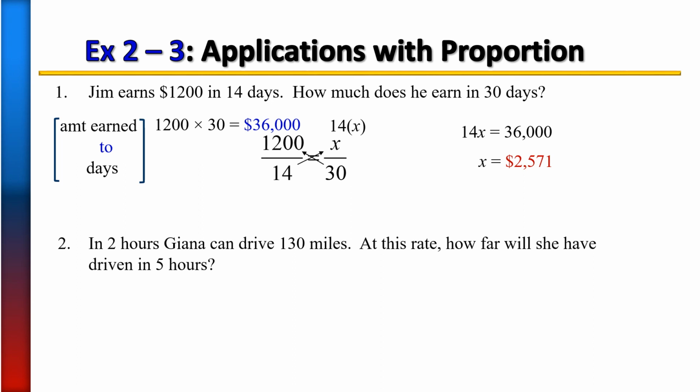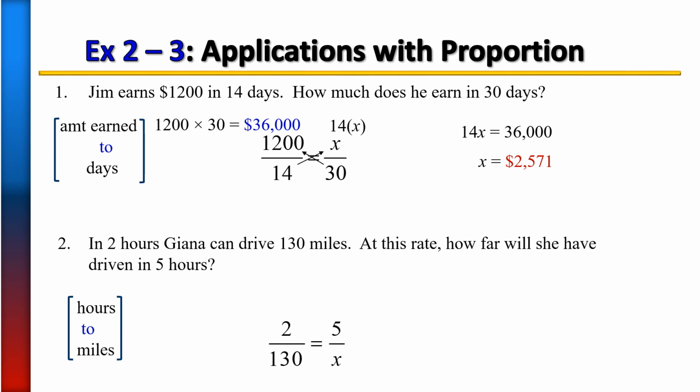In 2 hours, Gianna can drive 130 miles. At this rate, how far will she have driven in 5 hours? So here, the first number that is mentioned is 2, and that refers to hours. That's on top. The second number that is mentioned is 130, which refers to miles. The third number that is mentioned is hours. You have to decide whether that goes on top or bottom based on what you're comparing. Since hours is on top, that means on the other side of the equation, the 5 has to go on top, which means your unknown would be on the bottom.